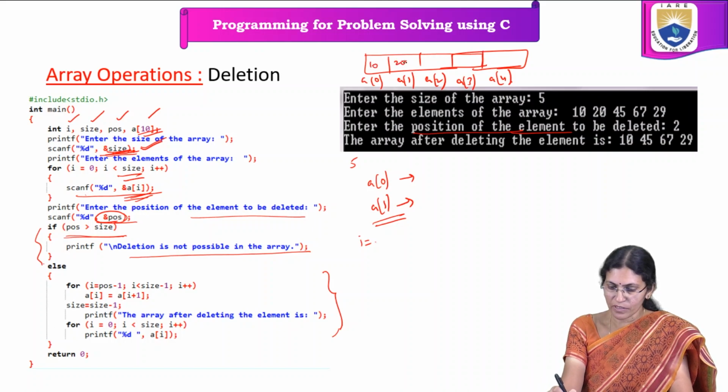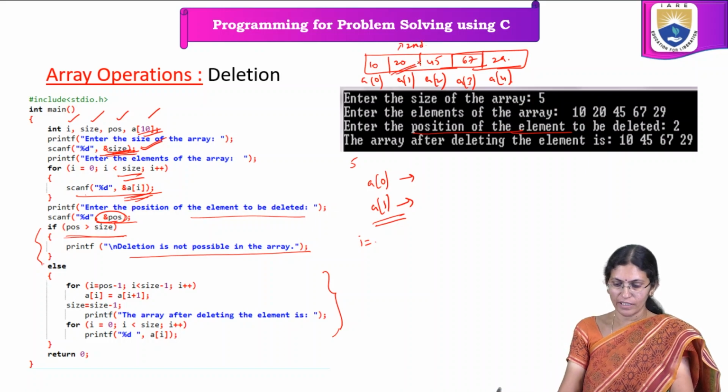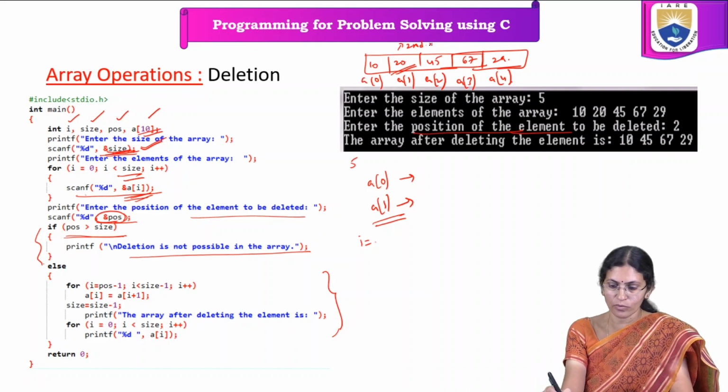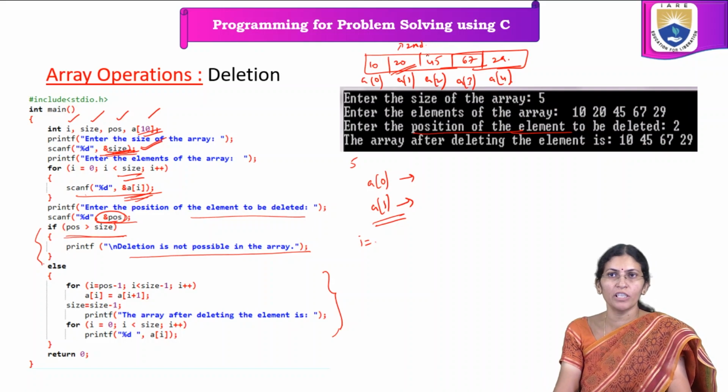These are the elements which have been given by the user: 10, 20, 45, 67 and 29. Enter the position of the element to be deleted. Suppose the user is giving 2. So this is the second position, so the second element has to be deleted. When the second element is deleted, here also we need to perform a shifting operation. So now A of 2 has to come here.